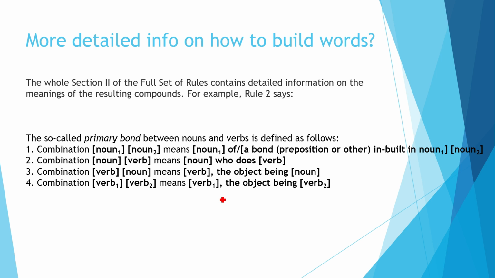And then combination verb-noun means verb, the object being noun. We also had that example, I believe. Or actually, no, we didn't. No, we didn't. Well, yes, we did. Okay, gonu is that example, because go is the verb and nu is the noun. And then finally, verb 1, verb 2. We even had 2 examples with this one. This is more detailed.